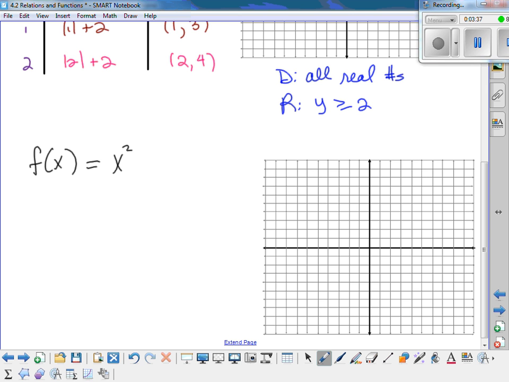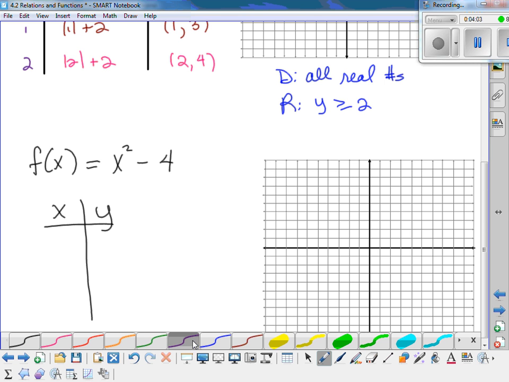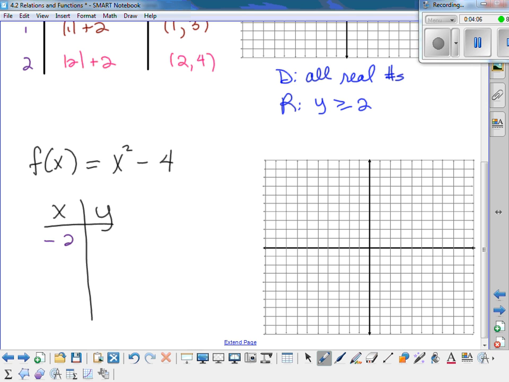We'll do f of x equals x squared minus 4. And so we're going to make an XY table. So it's up to you. You can make the table the way I've been doing it, or you can just make an XY table and do the work off on the side, and that works too. Okay? So I'm going to use the same numbers: -2, -1, 0, 1, and 2.